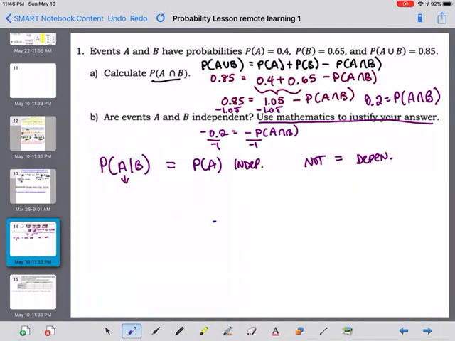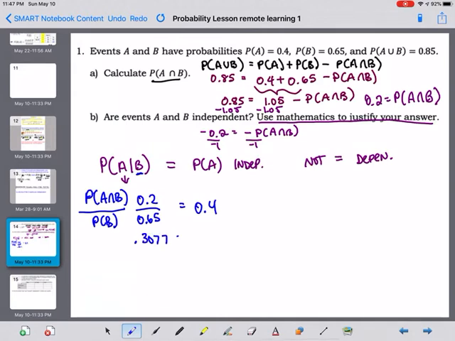The probability of A given B. So we find the probability of A and B, and we divide that by the probability of B, because that's the world that we're living in. So the probability of A and B is 0.2 divided by the probability of B, which was given to us as 0.65. The probability of A was given to us as 0.4. Now all I have to do is see if these two things are equal. So I just divide this, and I get 0.3077.